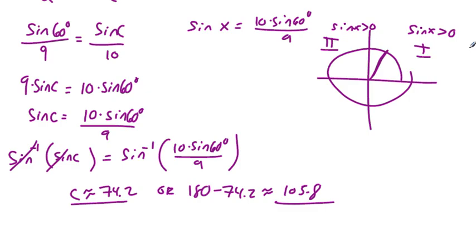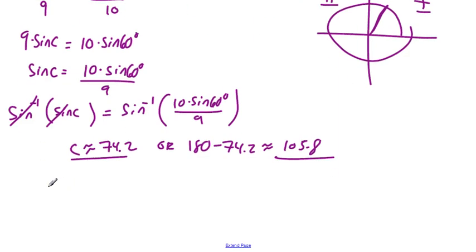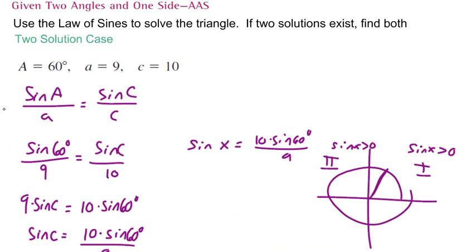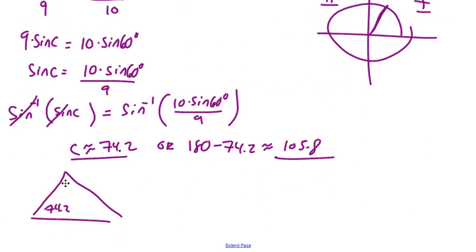One more way to look at this, maybe with a different approach. Say I draw a triangle now, and I make one of my angles 74.2. What else was given to us? We were also given that angle A is 60 degrees, so I'll put 60 degrees right here.